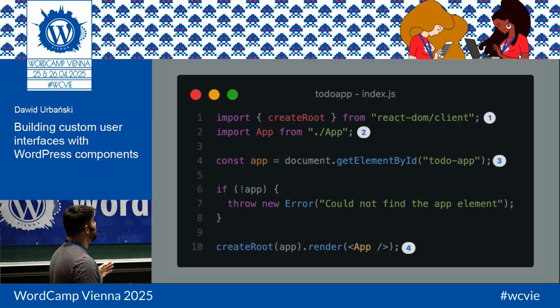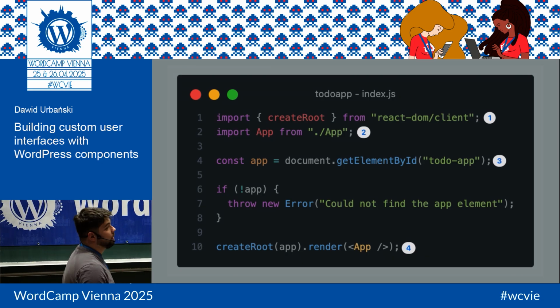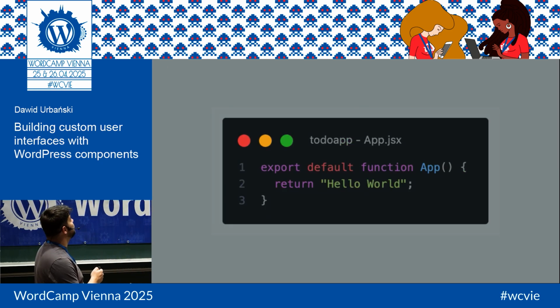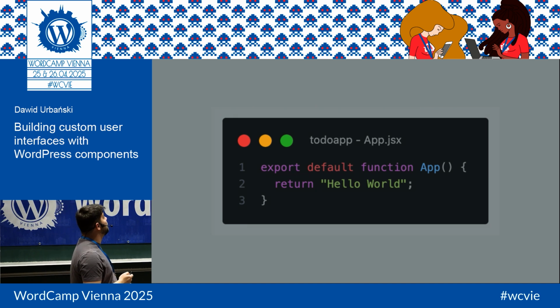So this is very simple. What we do is grab an element with ID todo-app. We already saw we added it to the page. Just a sanity check if there is one. And if there is one, we create a root on it, and we render this mysterious app that we imported from some other file. And this mysterious app is the simplest React app I can imagine. It's one component, and it returns just a simple string, hello world, which is a valid React node.